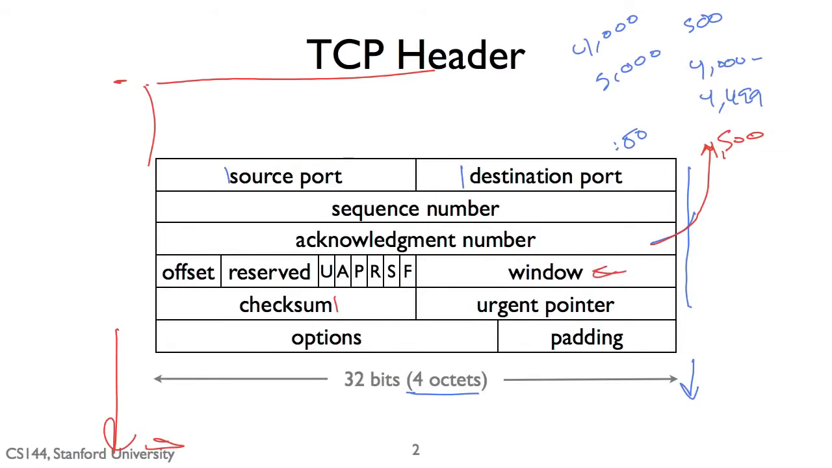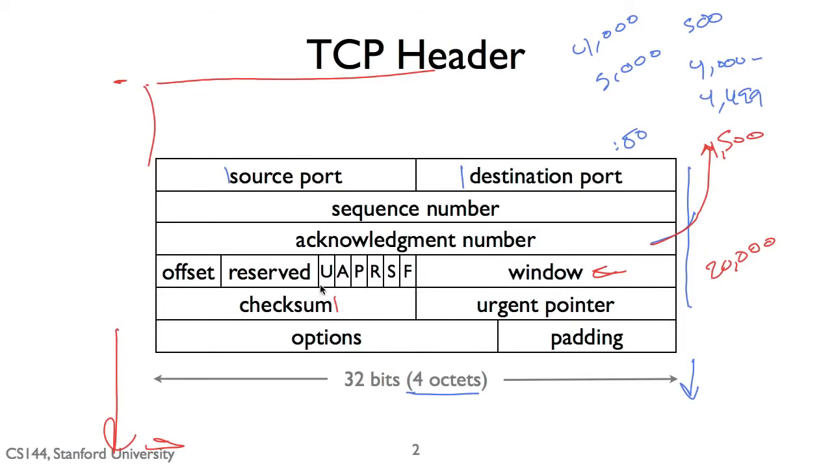The window field is the flow control window. The window field within a packet is telling the other endpoint how much receive buffer space its sender has. So if you say a window of 20,000, that means that there cannot be more than 20,000 outstanding unacknowledged bytes in this connection, in that direction.